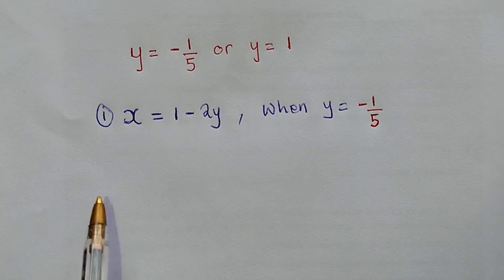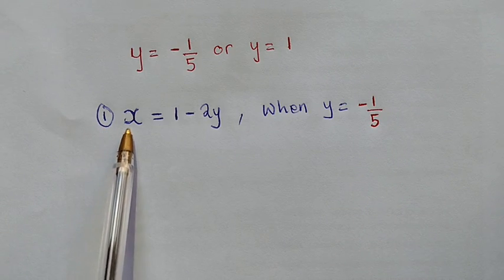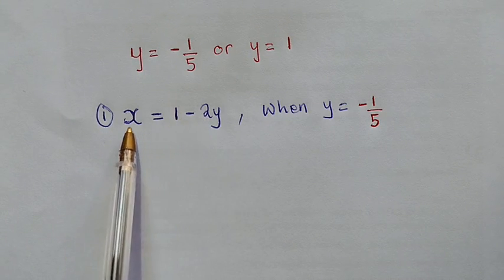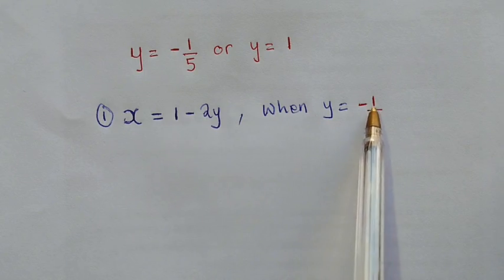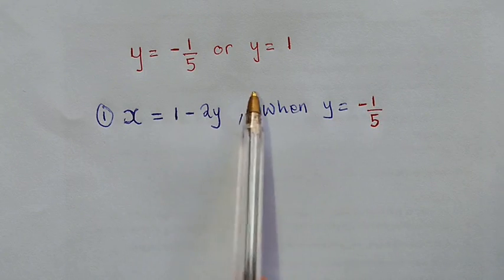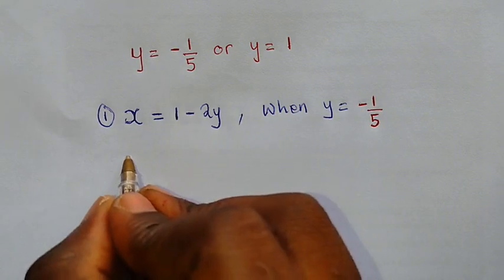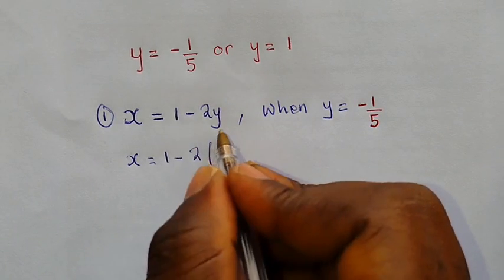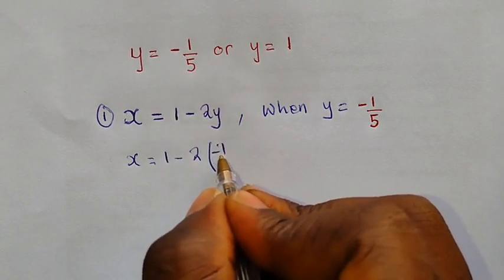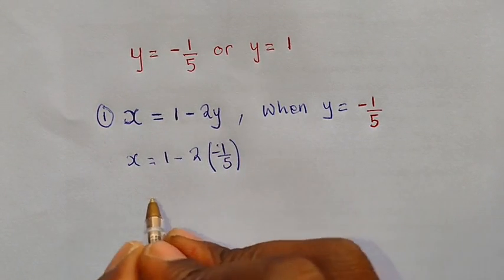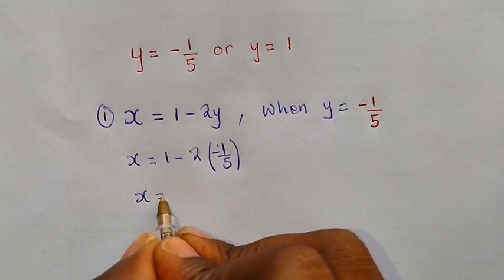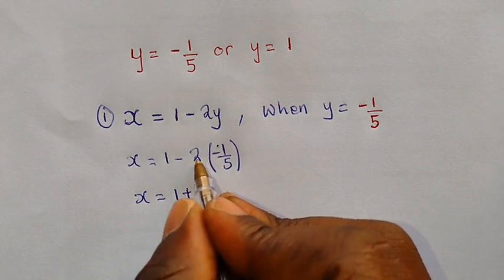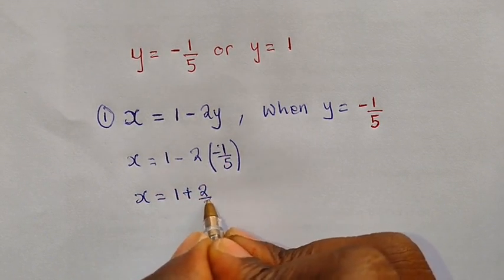Now remember, there is the first equation where we made x the subject of the formula, which is this one, x is equal to 1 minus 2y. So we need to find the value of x when y is equal to negative 1 over 5, because y is having two values. So we are going to use the first value. So you say x is equal to 1 minus 2. Where there is y, we substitute with negative 1 over 5. Okay? So we are going to have x equal to 1. Negative times negative, it's a positive. So 2 times 1, it's 2 over 5.